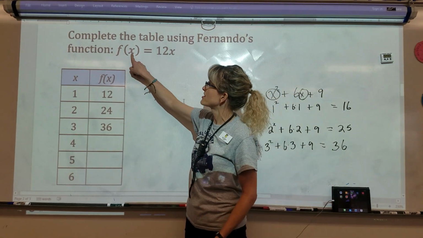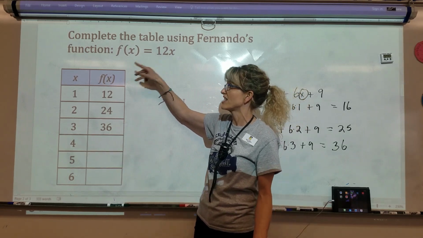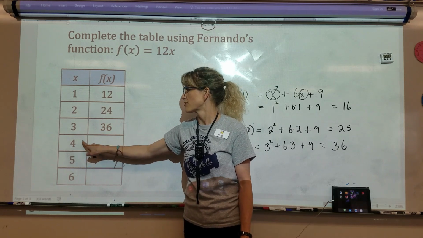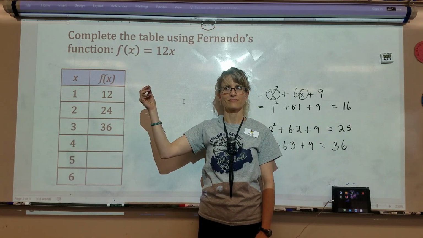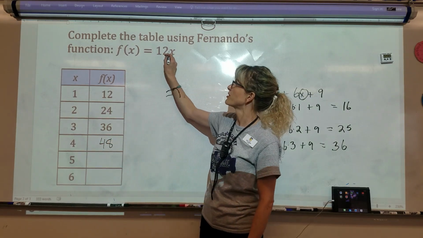The rule is the function of x, or f of x, equals 12 times x, the input. So the input times 12 is 36. The input times 12 would be what? Think. Get ready? 48. So we put the 4 right there.